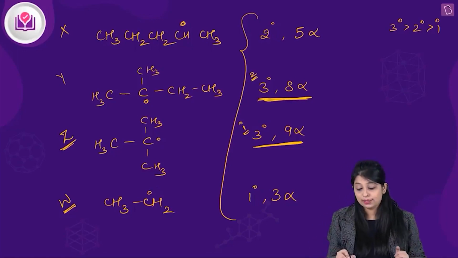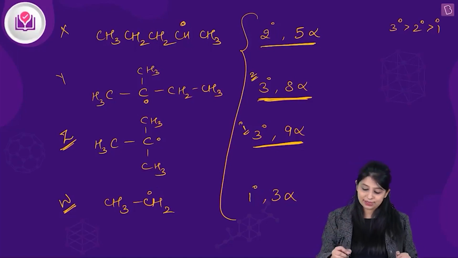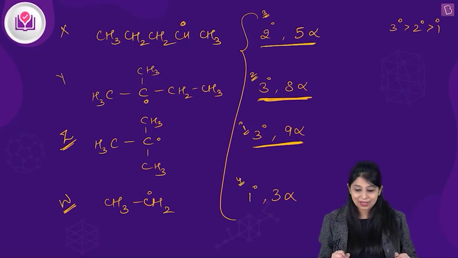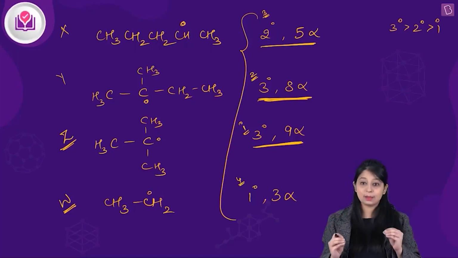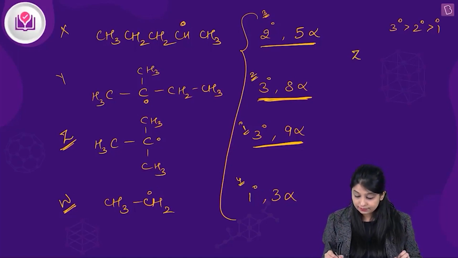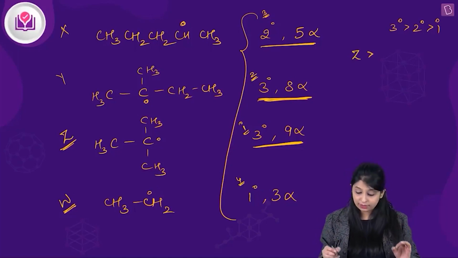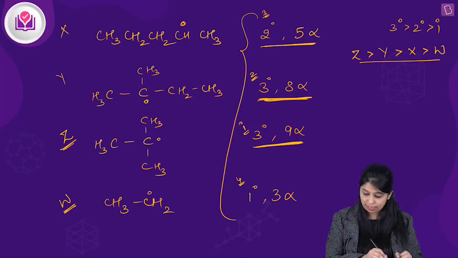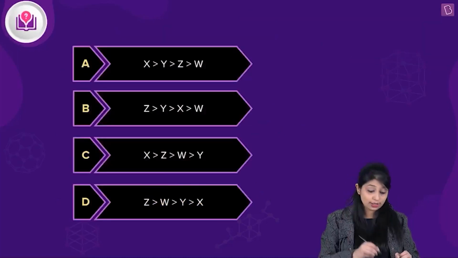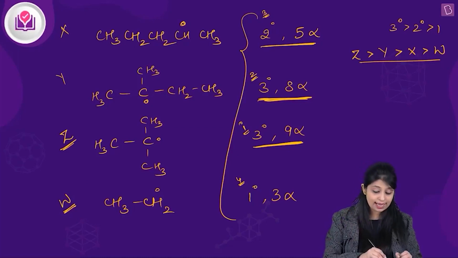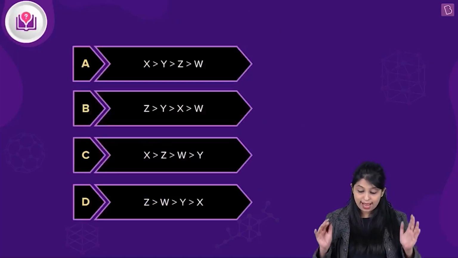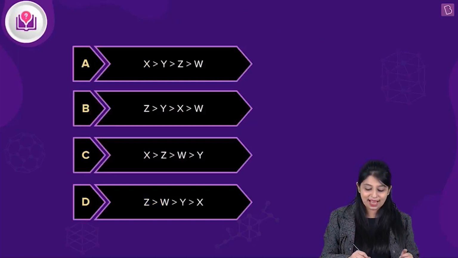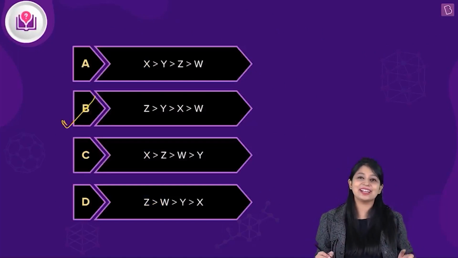What would be the third one? Well, that would obviously be 2 degree. So this will be third in order, and the least reactive would be ethane, right? So what is the order that comes out to be? Z has the highest reactivity, followed by Y, followed by X, and then followed by W. Let's see which option it matches. That is Z, Y, X, W. Z, Y, X, W is which option? That is option B, which is the correct option.